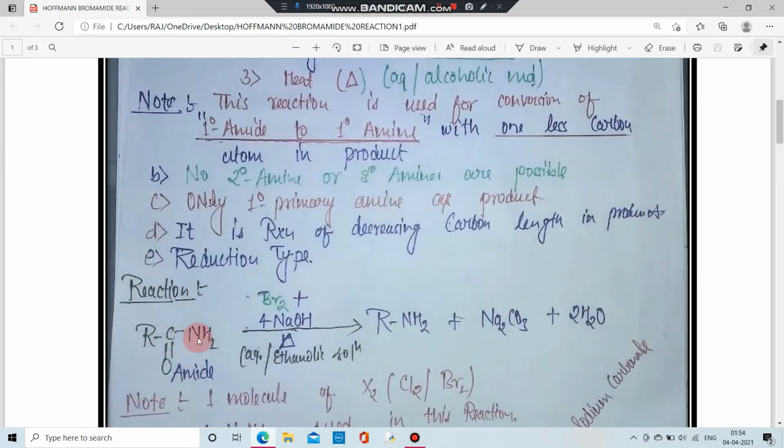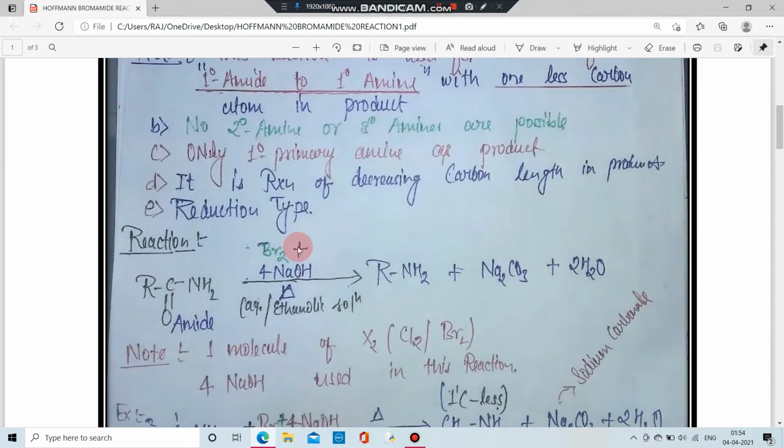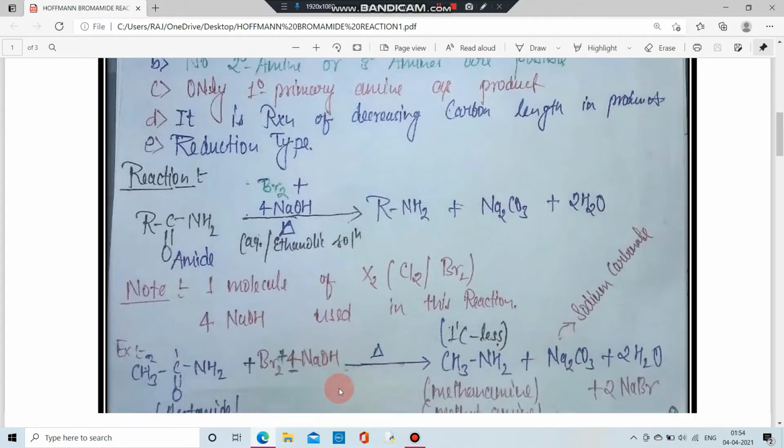So look, we have taken a primary amide in the presence of one molecule of bromine and four molecules of NaOH. The medium may be aqueous or alcoholic, and heat. So we are going to get a primary amine and some byproducts like sodium carbonate, two molecules of water and two molecules of NaBr. Just remember, the primary amine we are getting is always going to contain one carbon atom less as compared to the given primary amide. So from this we have to remember we use one molecule of dihalogen and four molecules of sodium hydroxide or potassium hydroxide for this reaction.